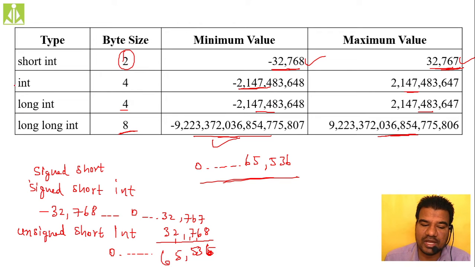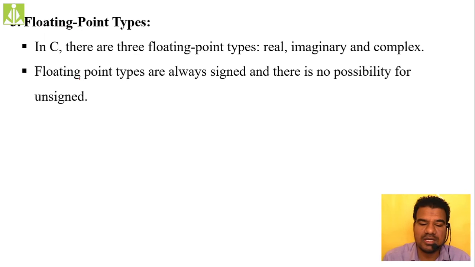So if you take integer, if it is signed integer, the range will be distributed like this. But if it is unsigned, then what will happen? Simply add these two. Add this one as well as this one to get the actual range. Same thing for long int and long long int.